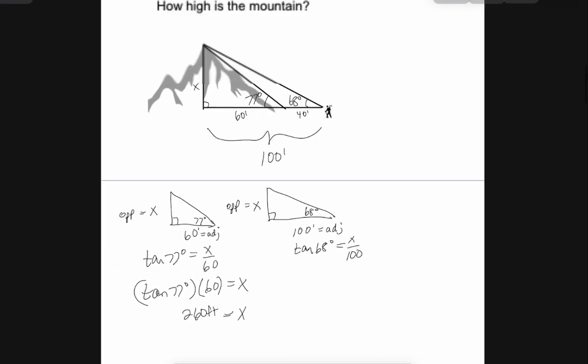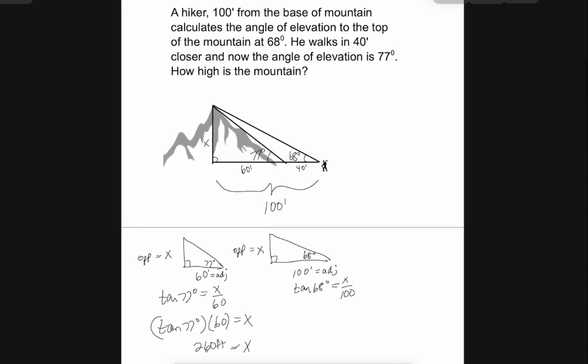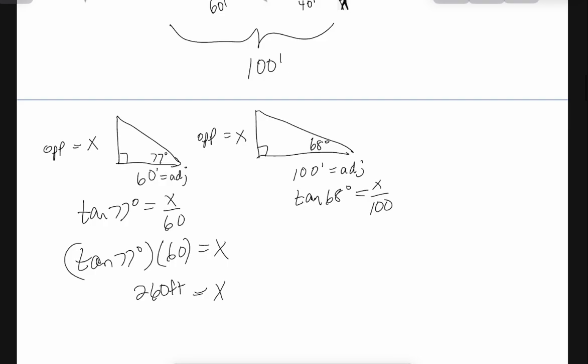Well, that is the, just a second. We're going to do a little math here.